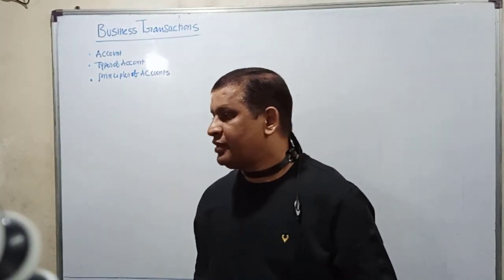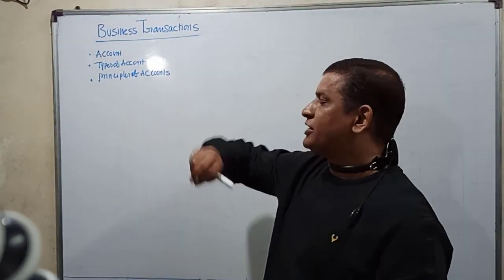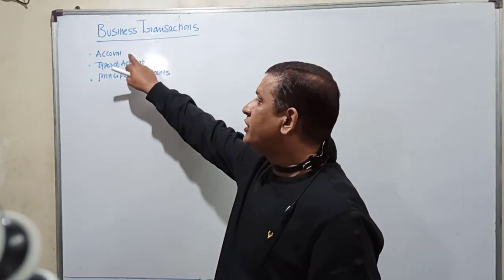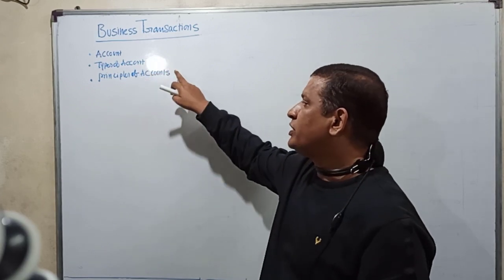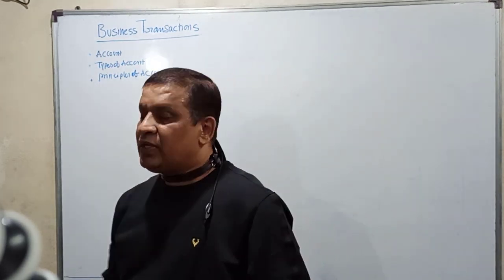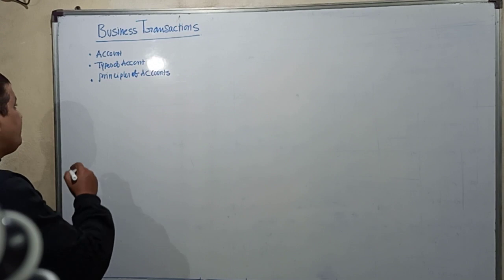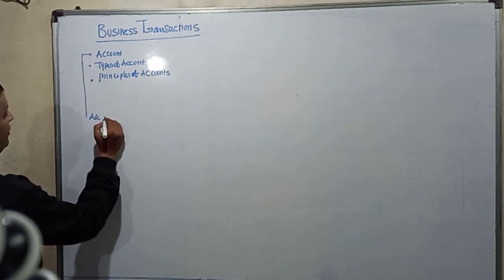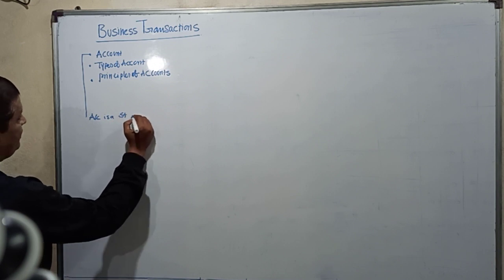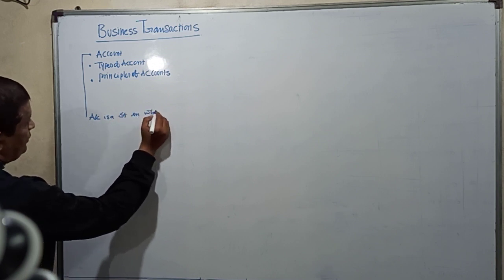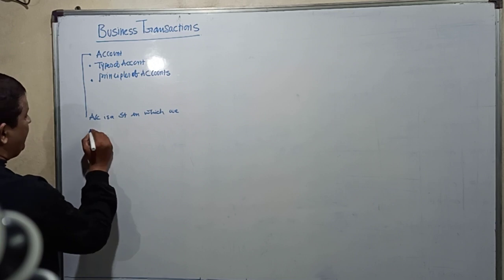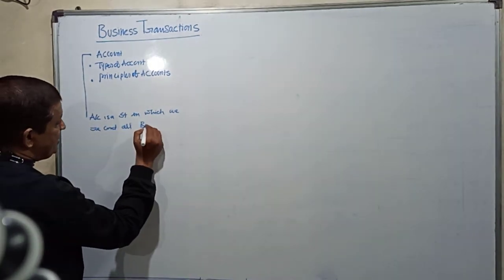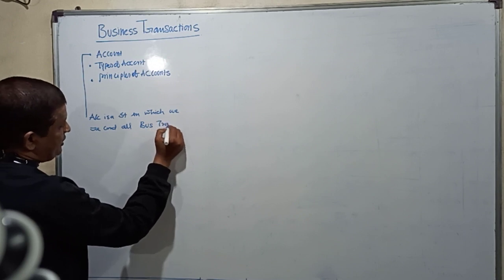Today's class is about business transactions. In the previous class, we understood what is an account, what are the types of account, and what are the principles of accounts. And in this understanding, we said that account is a statement in which we record all business transactions.